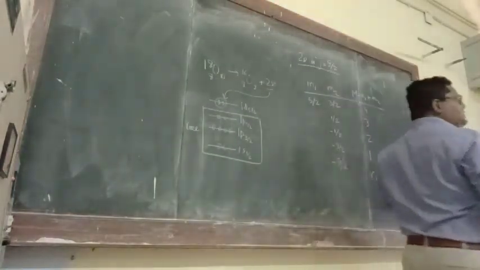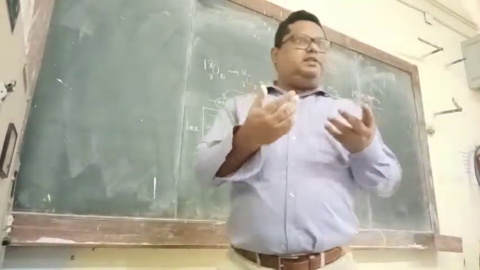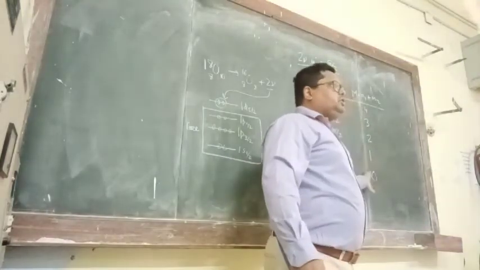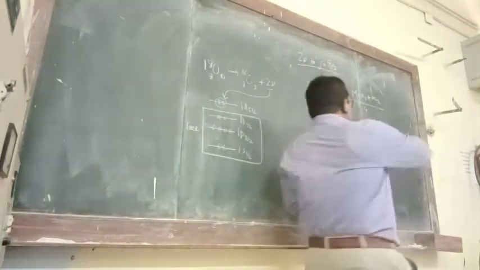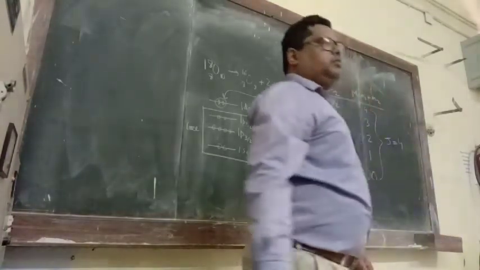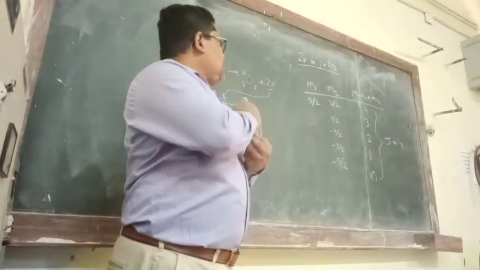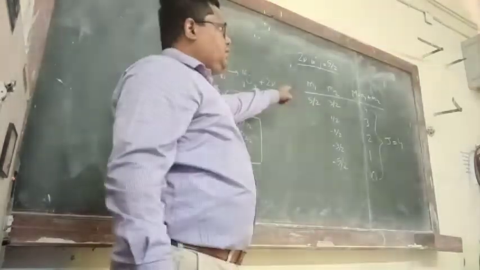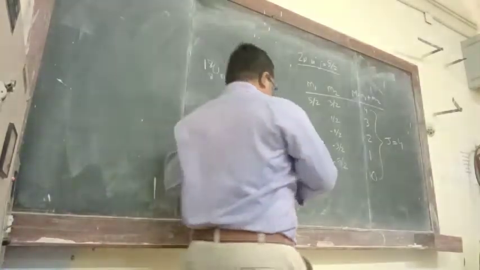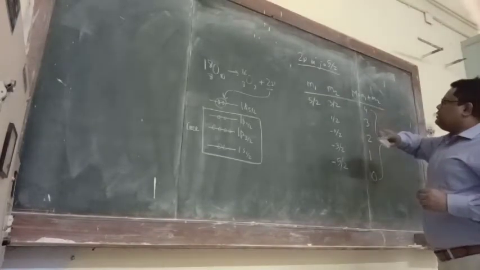Now, these are just m values. So, m means projection, right? Of the corresponding j. So, if m lies from 4 to 0, what will be the j value? This corresponds to j is equal to 4. Okay? Now, let me write down the next possibility.